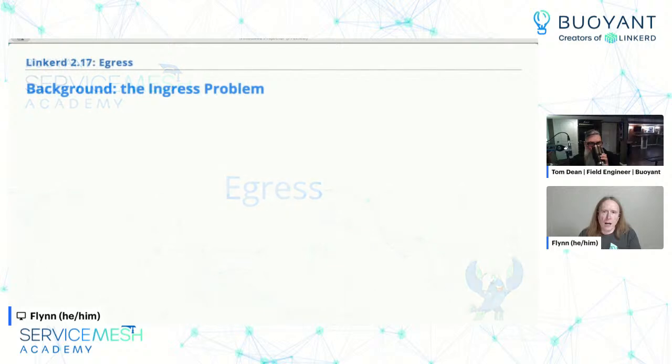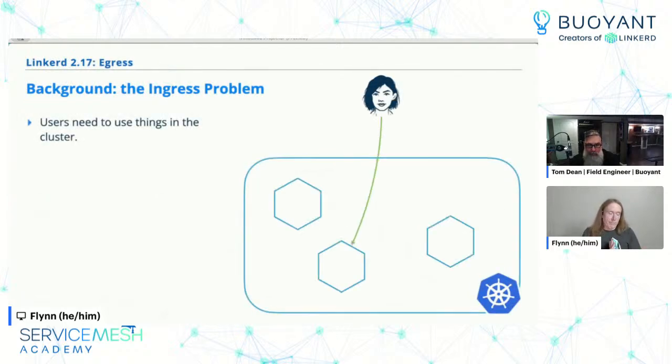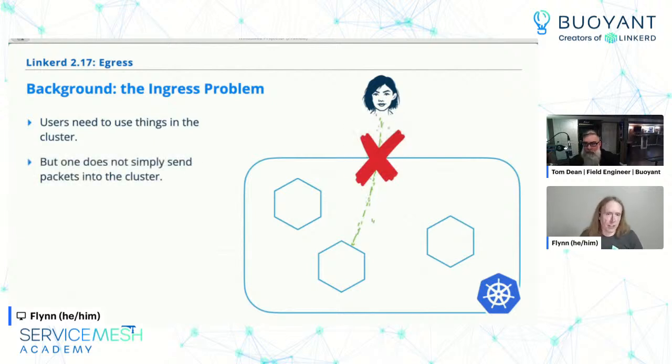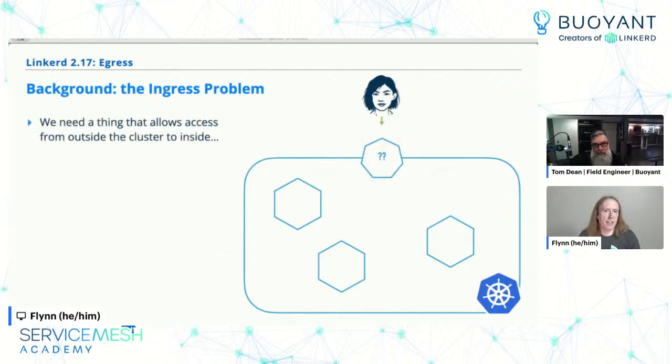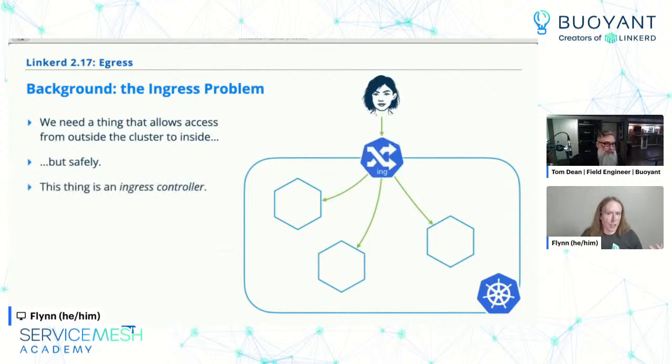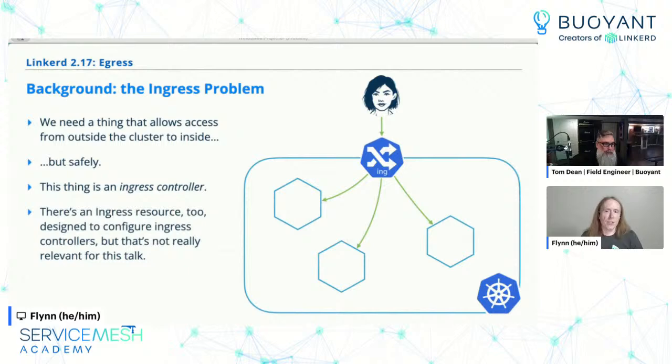A little bit of background. Egress is distinct from ingress. The ingress problem starts off with users trying to use things in the cluster from outside the cluster. And this is not a thing that you're allowed to do. This is part of what clusters are all about, is preventing this from happening without control applied to it. So we need something sitting out here at the edge of the cluster that can mediate access from outside the cluster to inside the cluster. And that thing became called an ingress controller. There's also an ingress resource. Don't worry about the ingress resource. We're not going to talk about it. It's not relevant for this.